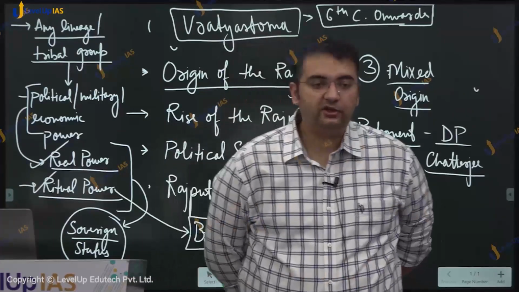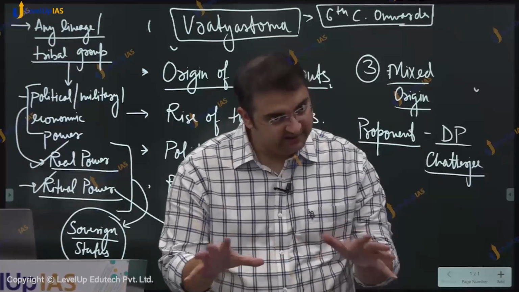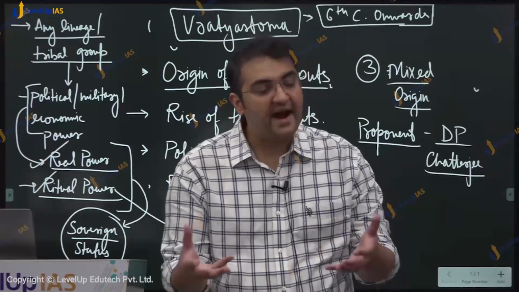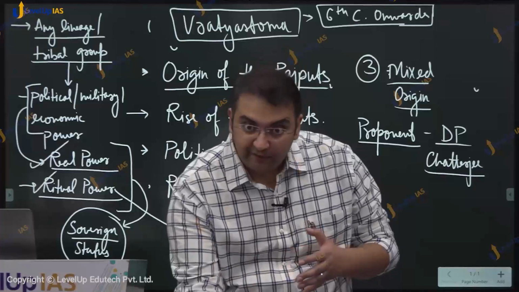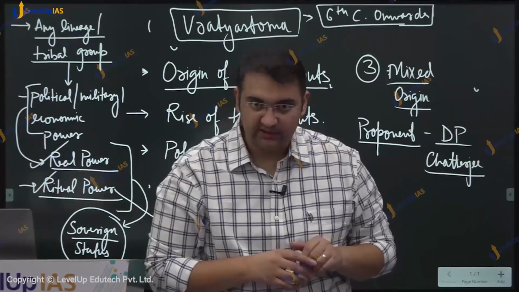What is going to be the result of this? The expansion of some lineages, warfare, matrimonial alliances, and emergence of new Rajput identities from the older ones as well. ठीक है?